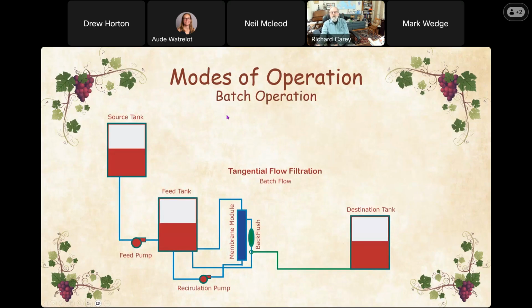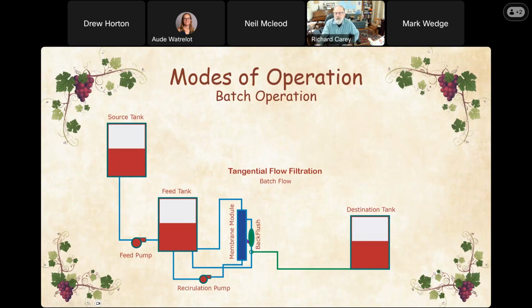The first operation is called a batch operation. This is a large winery's batch operation, because a large winery could have a source tank that is a quarter of a mile away from where you're going to do your filter operation. So you use a feed pump to bring it down from the source tank into your feed tank. And then the feed tank begins its circulation, because it takes the discharge from the tank through the membrane, and the dirty wine goes back into the feed tank. So this is a loop that is going around and around.